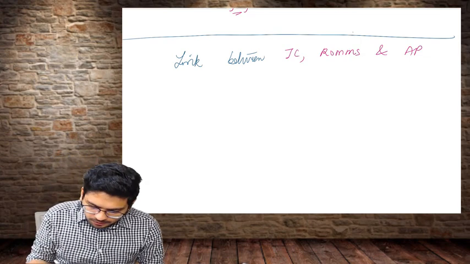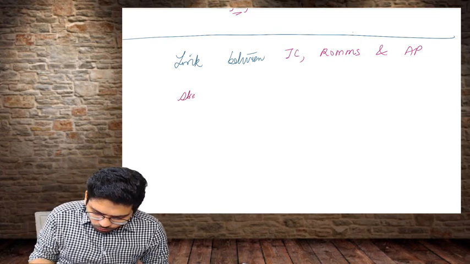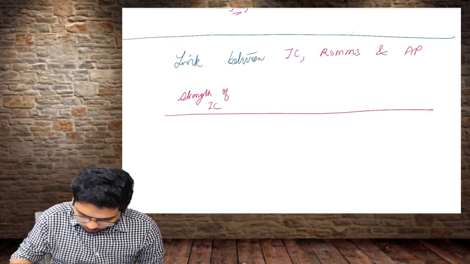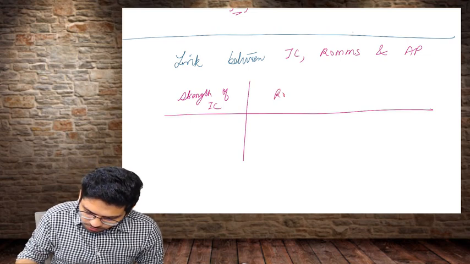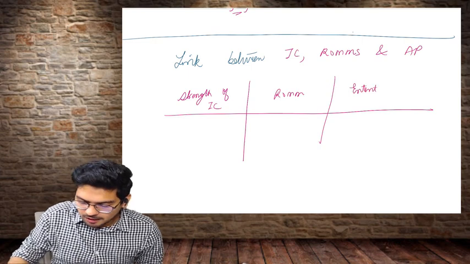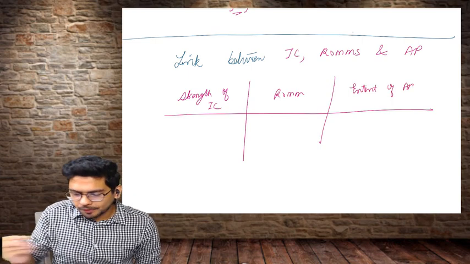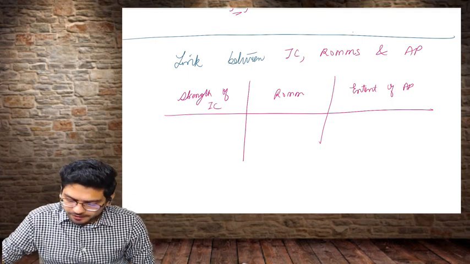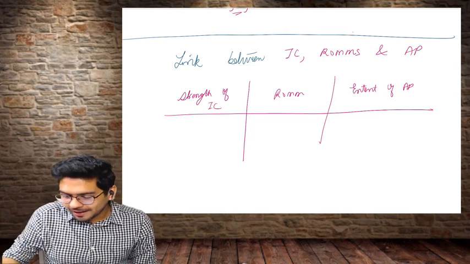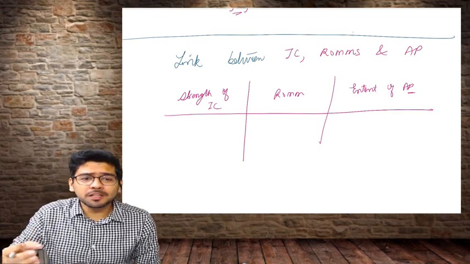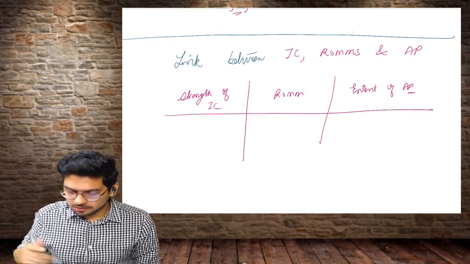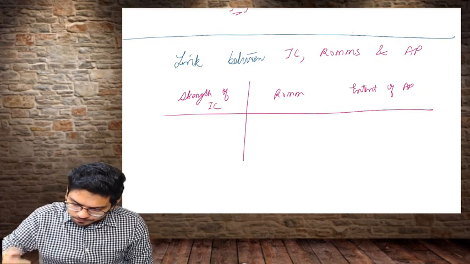Now just a small chart I want you all to draw. Strength of internal controls, risk of material misstatement here, and I write extent of audit procedure. Earlier I discussed this in the previous session also, but I was using the word workload on auditor. Now we are going to use the technical word, extent of audit procedure. Audit procedure means the methods, the techniques which the auditor applies in order to obtain audit evidence. Now let us understand the scenario.